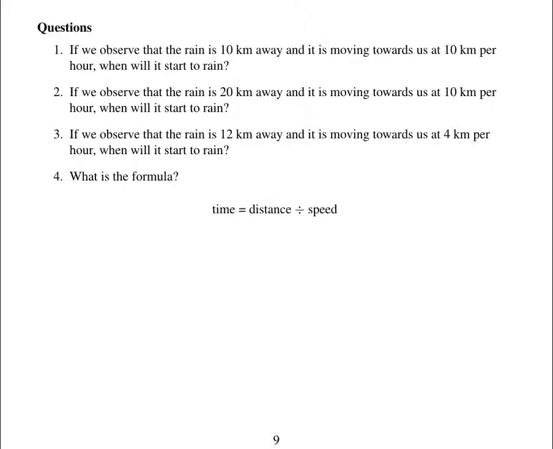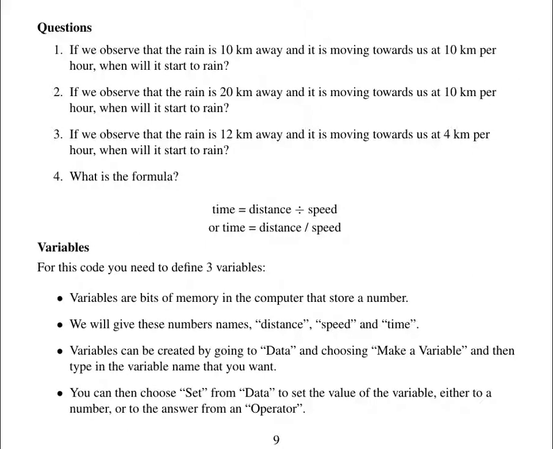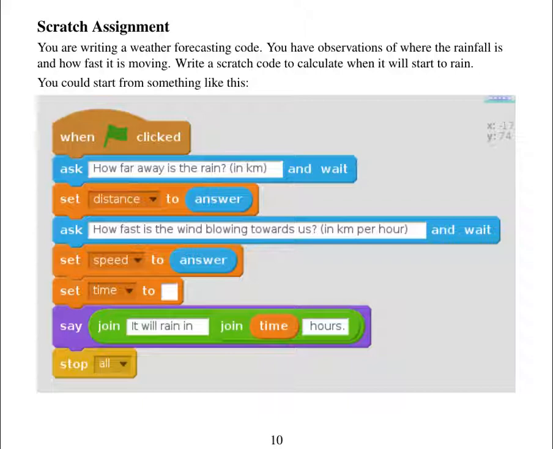The formula is that the time it takes is the distance it is away divided by the speed. And in Scratch, and in other computer programs, that divided by is written as a slash. There is an operator to do this. In order to do these calculations in Scratch, we're going to need variables. I'm going to come back to this description of variables in a minute. And first of all, I'm going to talk a bit more about the overall Scratch assignment.